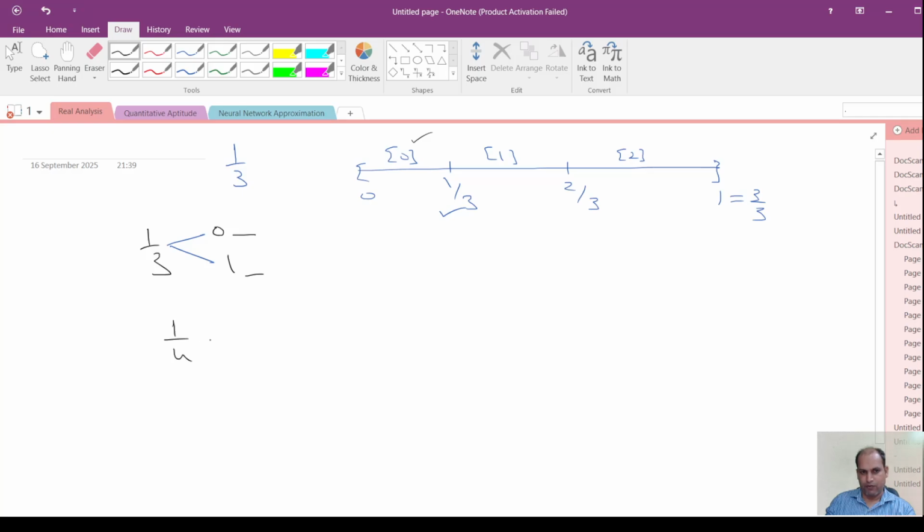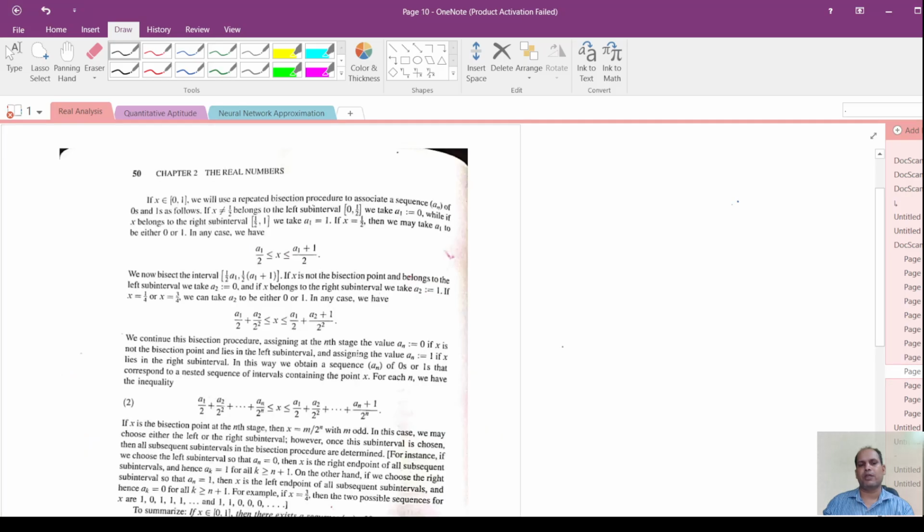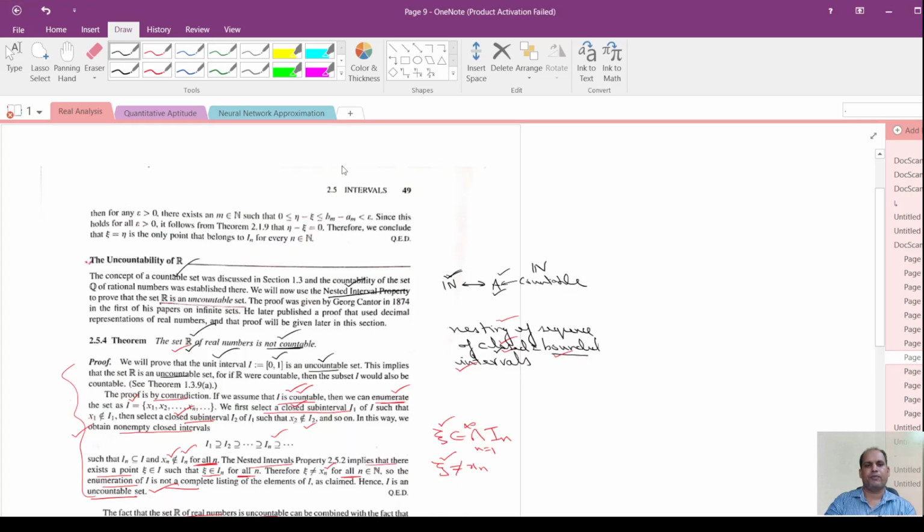One can express 1 by 4 in ternary form as 0.020202 and so on. Similarly, 1 by 5 you can take as an exercise, and one can use a similar procedure for its ternary representation 0.121. We can write it as 0.02 in ternary form. This representation is in ternary form, remember, ternary form. And 1 by 6 as 0.01 bar.